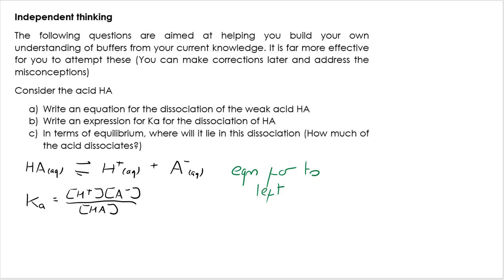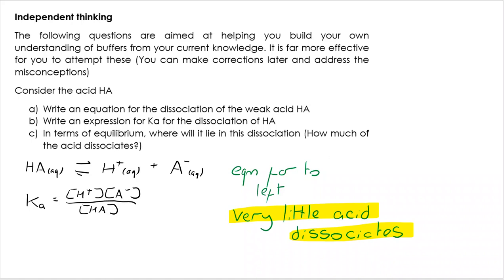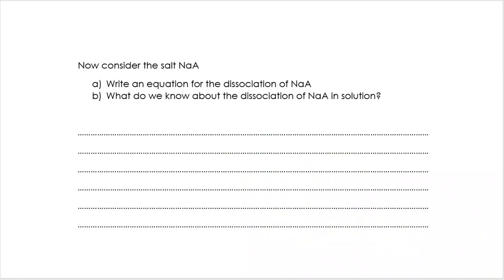In terms of the equilibrium, it lies very far to the left. Weak acids only partially dissociate, remember. They don't dissociate much at all. So very little of the acid in a weak acid dissociates. So let's move on with a few more questions.